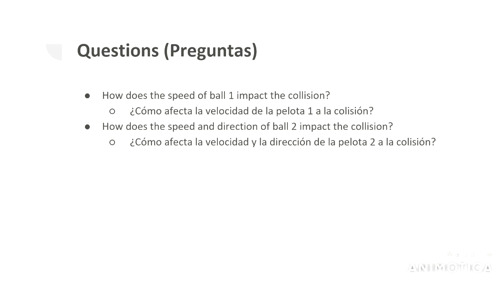Just some questions for that experiment. How did the speed of ball 1 impact the collision? Remember, ball 1 had a fairly consistent speed each time because it started from rest and picked up speed on the same ramp. And then, how does the speed and direction of ball 2 impact the collision? Ball 2 had a varying speed and direction, so consider that. And check out the Jamboard for some responses.